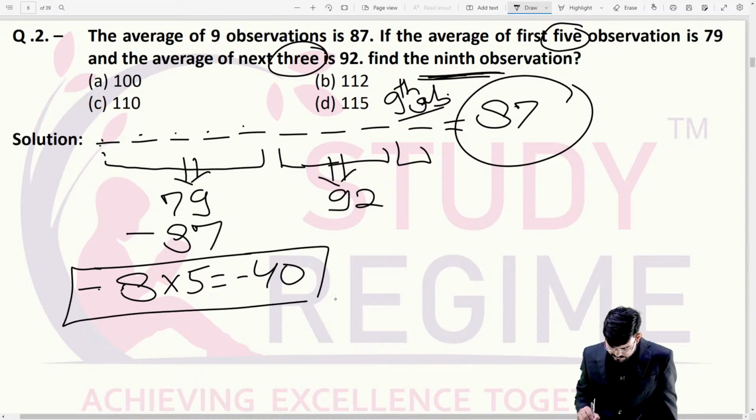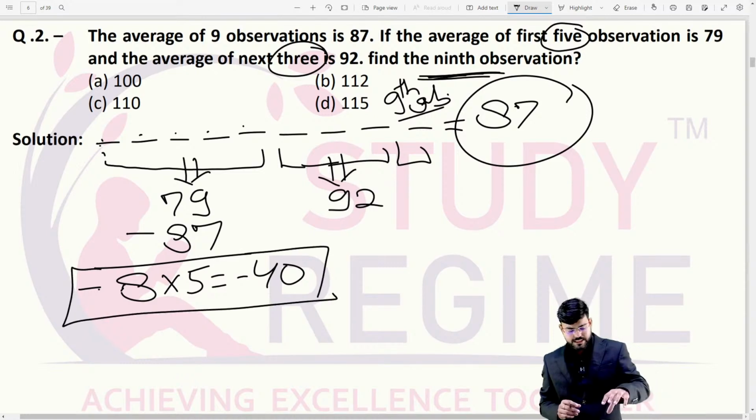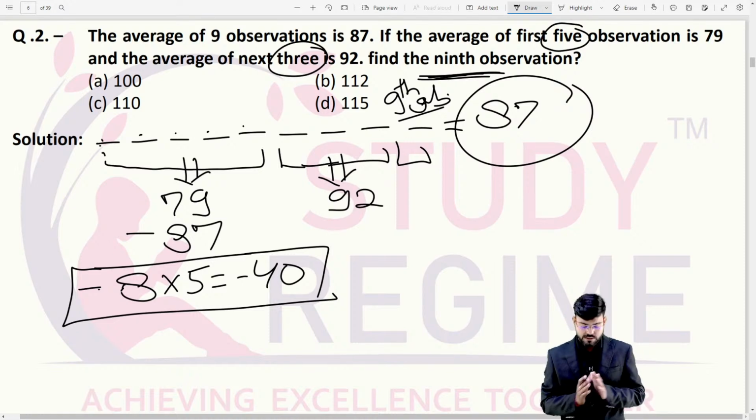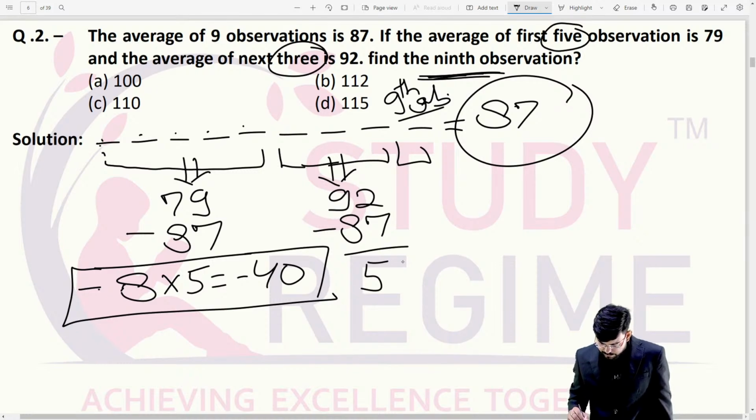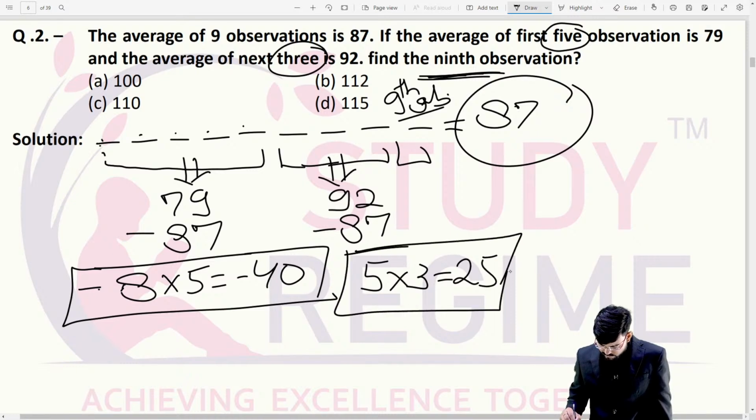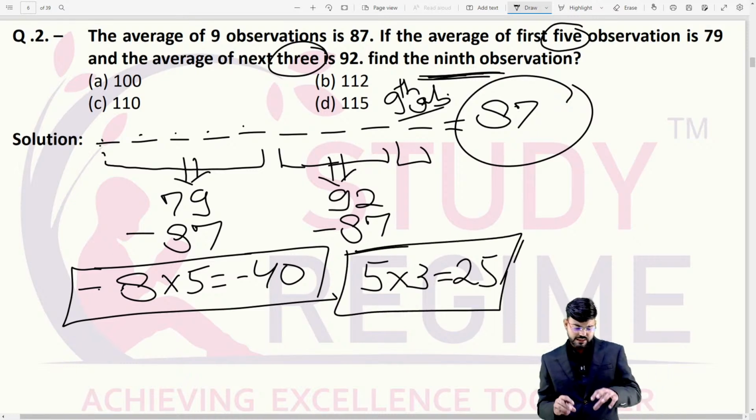So our first part is complete. We have done nothing: take the average, subtract it, multiply by how many observations there are. Similarly, you will apply it for this also. Write it over here, subtract it, you will get plus 5, and you have to multiply it with what? 3. So you will get 15. Clear?